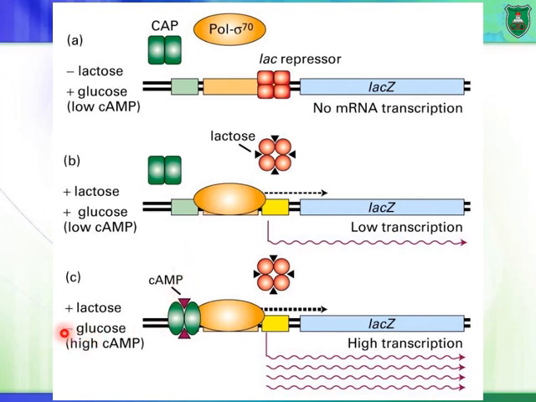Now, if there is no glucose and there is lactose, the repressor is now free of the operator. It doesn't bind to the operator. At the same time, CAP is bound to cyclic AMP because adenylyl cyclase is not inhibited. There's no glucose, so adenylyl cyclase is active. It produces cyclic AMP. Cyclic AMP binds to CAP. CAP can bind to the DNA upstream of the promoter region, and it can induce the RNA polymerase to transcribe the lac operon, producing a lot of messenger RNA, and transcription is really very high, very efficient.